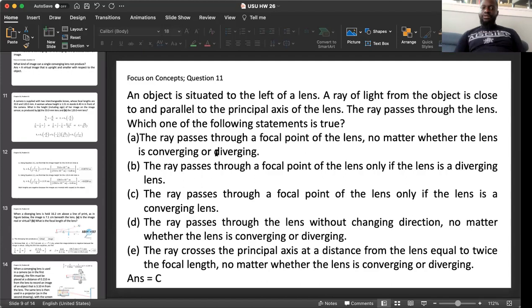So the other ones are not correct. It doesn't pass through the lens no matter whether it is converging or diverging, no. Because the object is situated to the left, for a diverging lens, the image is virtual, and for a lens, a virtual image is on the same side as the object. So the ray won't pass through like that. It will form an image in front. So the correct answer here is C. Okay.